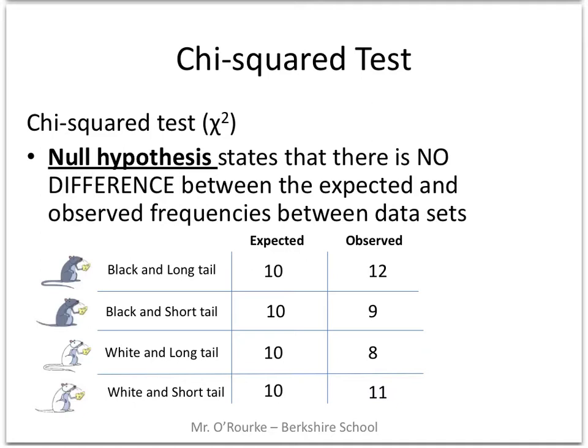That is, even if I see an observation of 12 black and long versus 10 that I expect, I have to determine with my chi-square test if that's statistically significant, and if I'm either going to prove my null hypothesis and accept it, or I'm going to disprove or reject my null hypothesis.